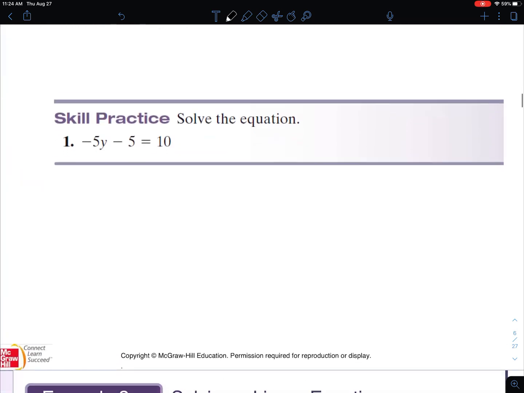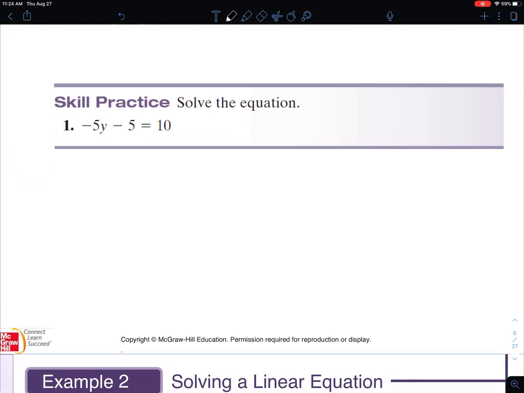All right, let's look at this next example. Very similar to the one that we just finished doing. We're going to add the 5 to both sides. So we get negative 5y is equal to 15. My coefficient is negative 5, so I'm going to divide both sides by negative 5 so I can get rid of it. And then y is equal to 15 divided by negative 5, which is negative 3.